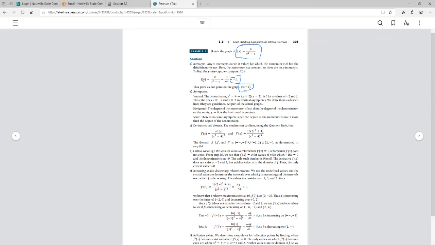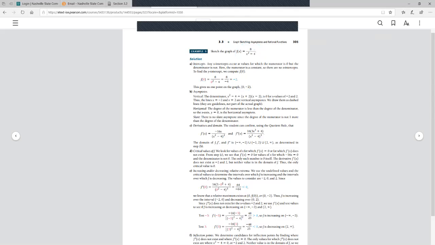What about y being equal to 0? There's nothing we can do to make y 0 because we cannot make the denominator 0 and there's nothing we can do to make 8 0. So the only intercept value that we can find is the point (0, -2). Then we can look for asymptotes.